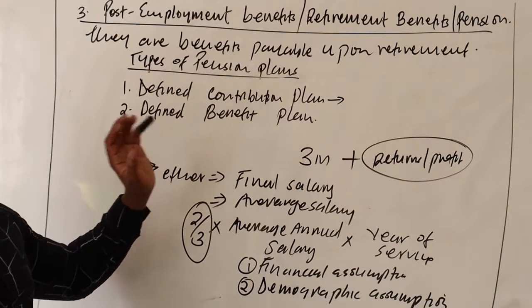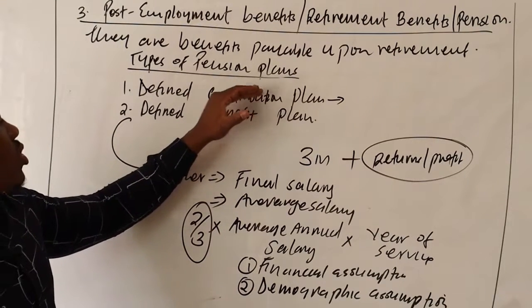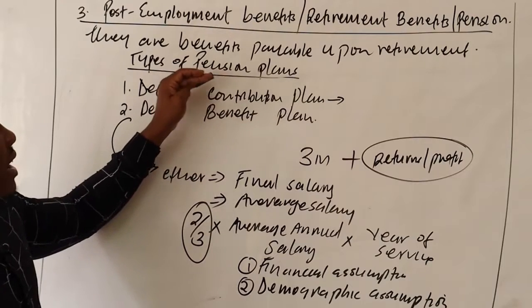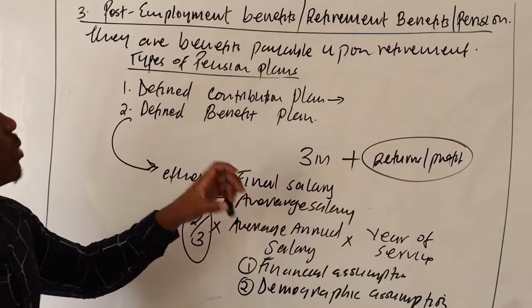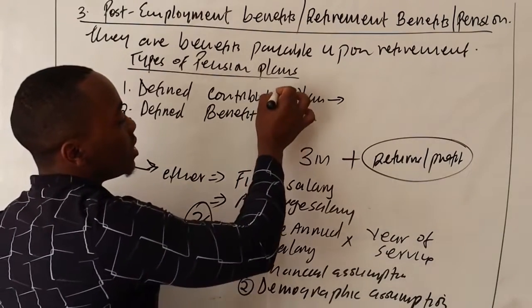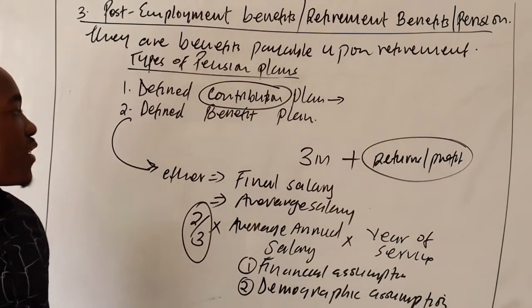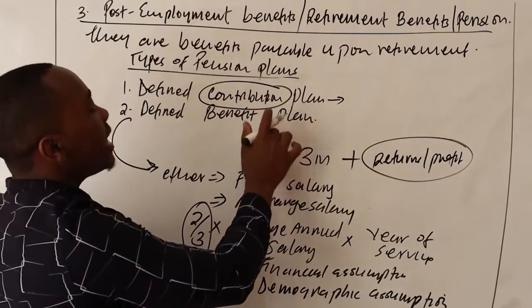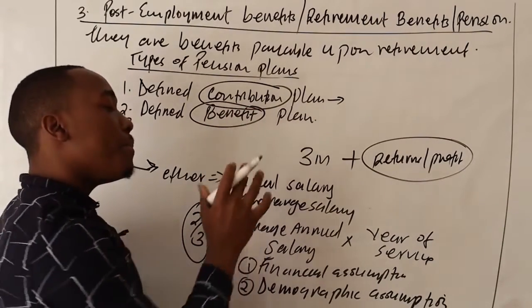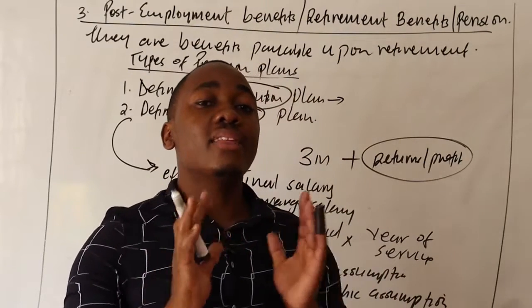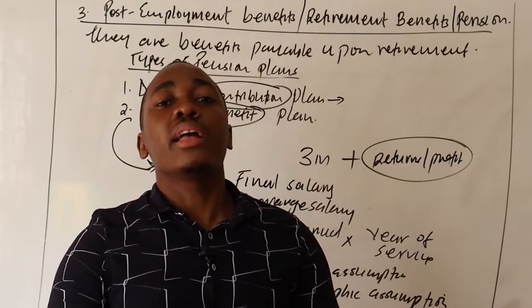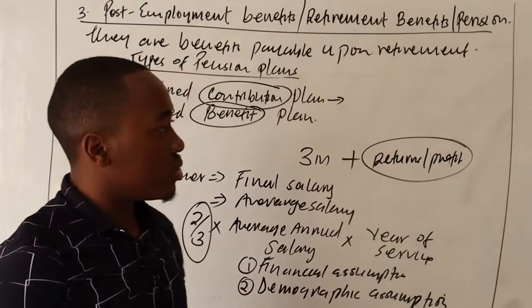And those are the two types of pension plan: defined contribution and defined benefit. Where defined contribution, the amount of the pension received upon retirement will be based upon the amount contributed during the career life. But defined benefit plan, the amount payable upon retirement will be based upon either the final salary or the average salary, but the computation will be based on the actuarial assumptions.